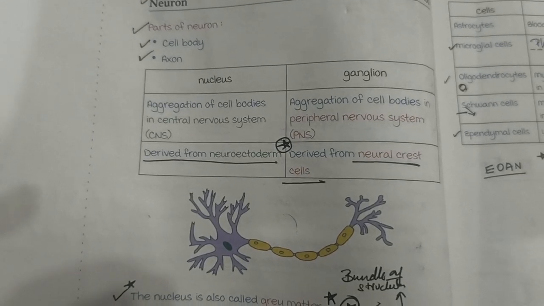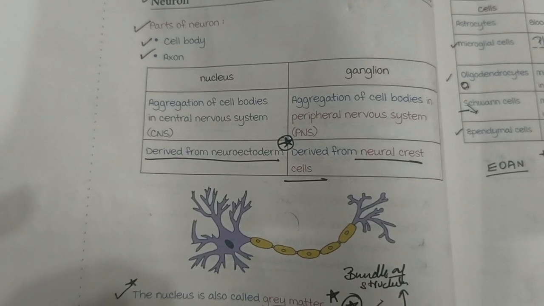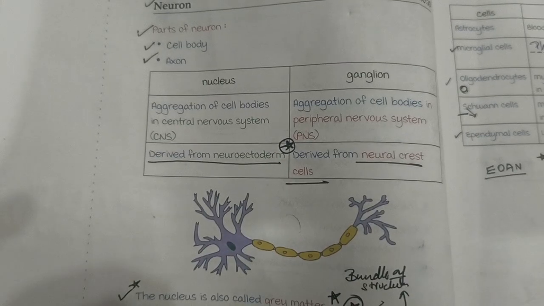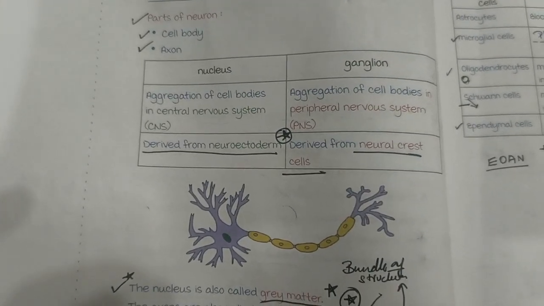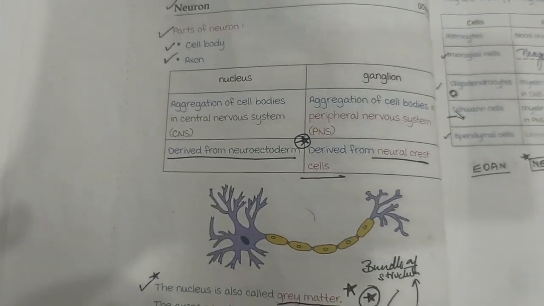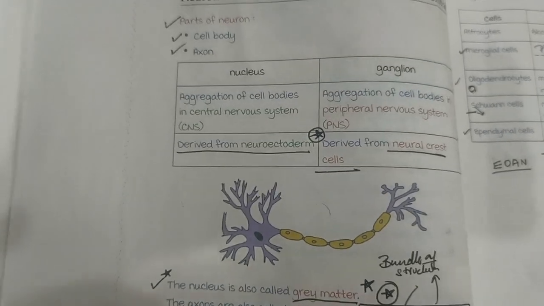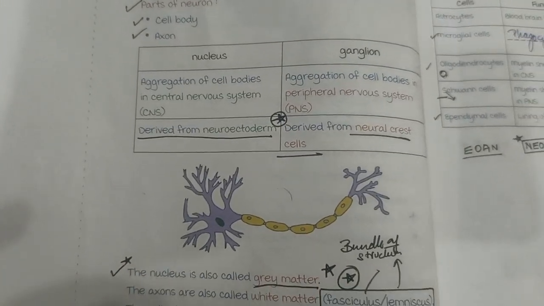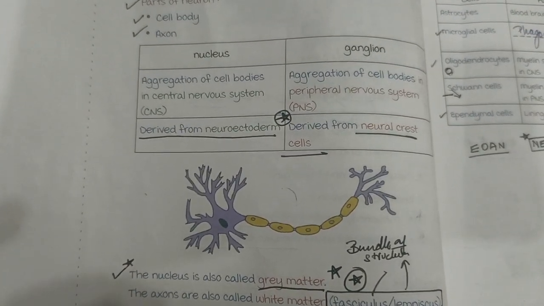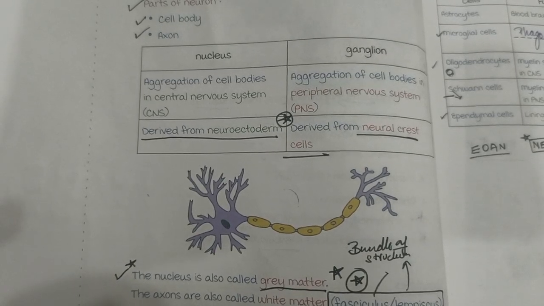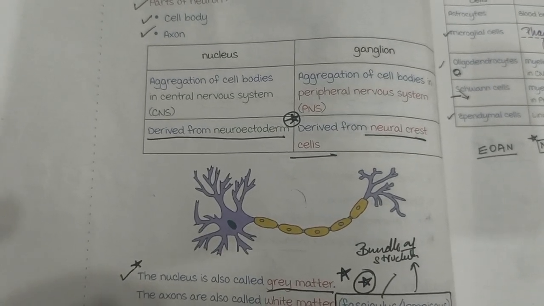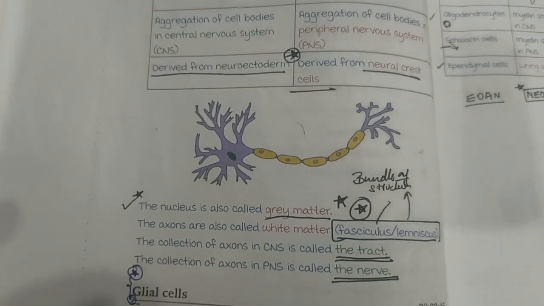A ganglion is an aggregation of cell bodies in the peripheral nervous system. Nucleus is the aggregation of cell bodies in the central nervous system. Since it is in the central nervous system, it is derived from the neuroectoderm. And as I told you, neural crest cells are also known as migratory cells; you can just remember that they migrate to the periphery. So it is derived from neural crest.